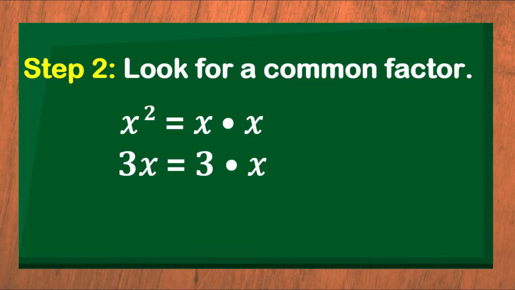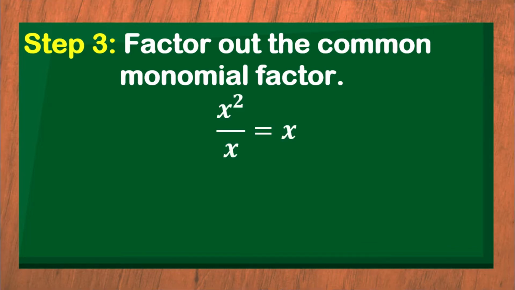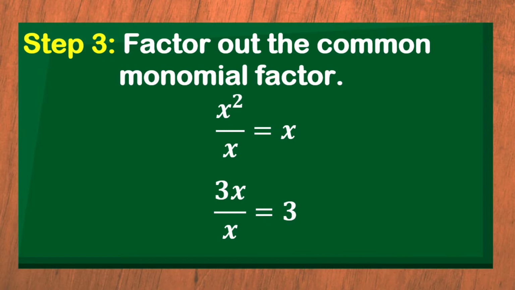The common factor is x. And for the third step, factor out the common monomial factor. We divide the polynomial x squared plus 3x by its common monomial factor x. X squared divided by x is equal to x. 3x divided by x is equal to 3.